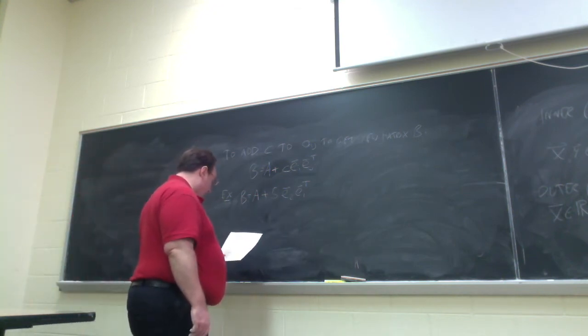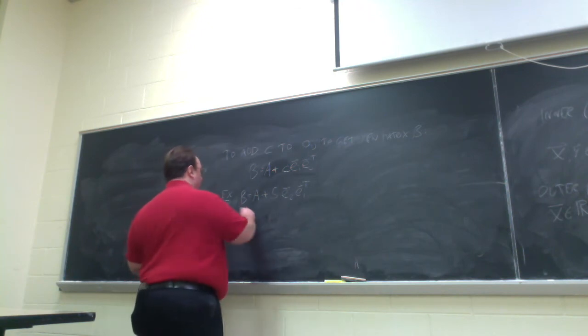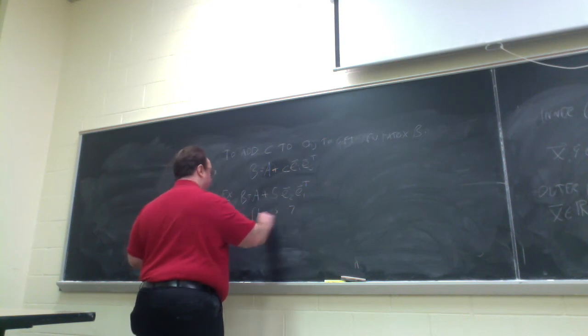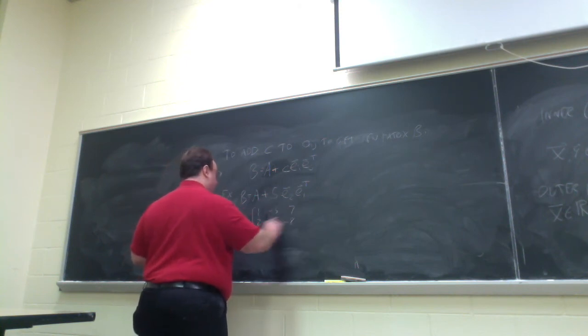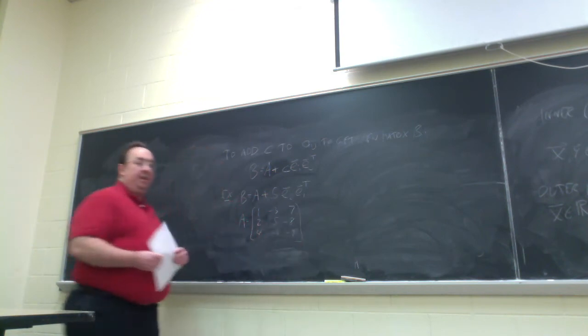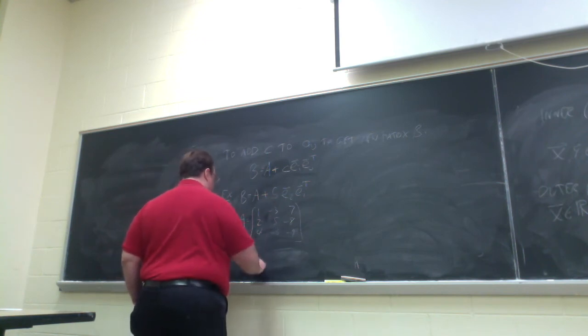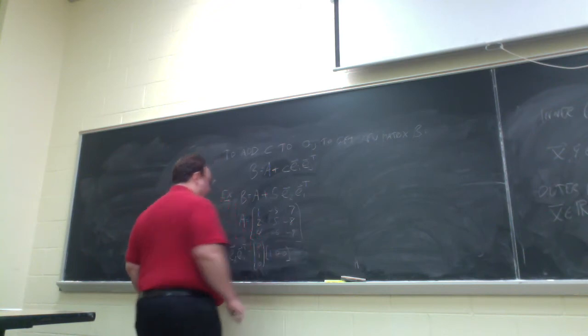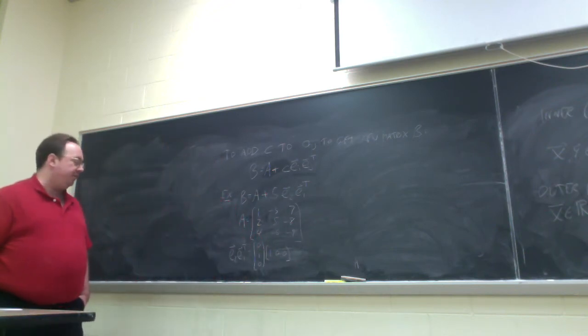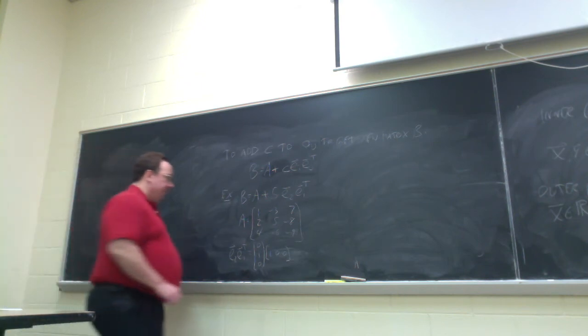Okay. So if A is a matrix, say 1, minus 3, 7, 2, 5, minus 8, 4, minus 6, minus 9, and if I look at E2, E1 transpose, well, E2 is 0, 1, 0 in three-dimensional space, and E1 transpose is 1, 0, 0. Those are the two vectors that you're taking the outer product of.